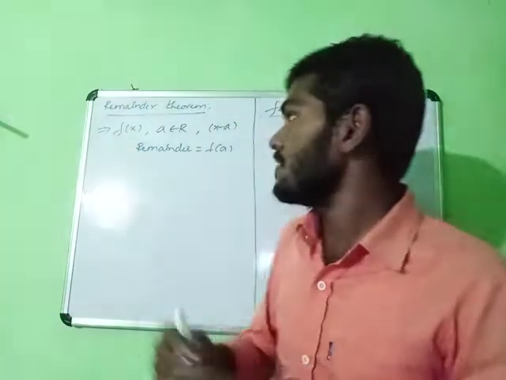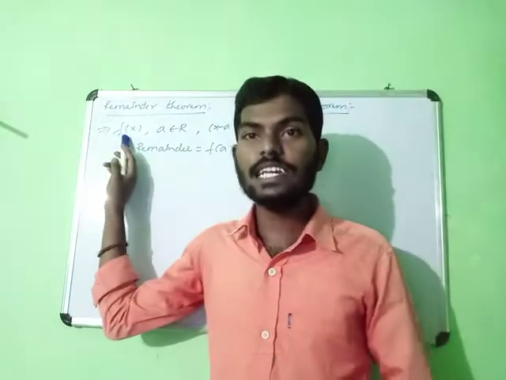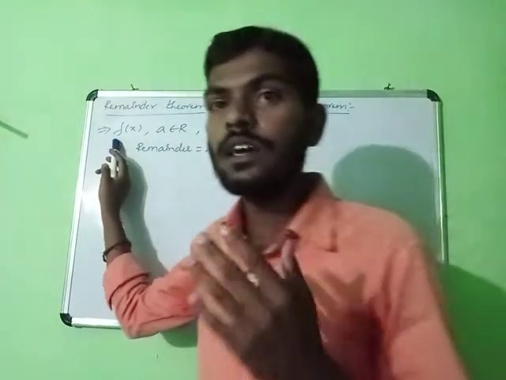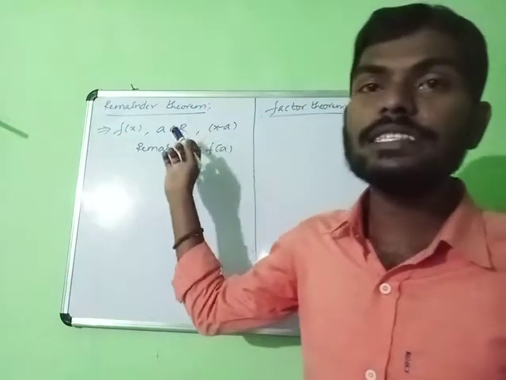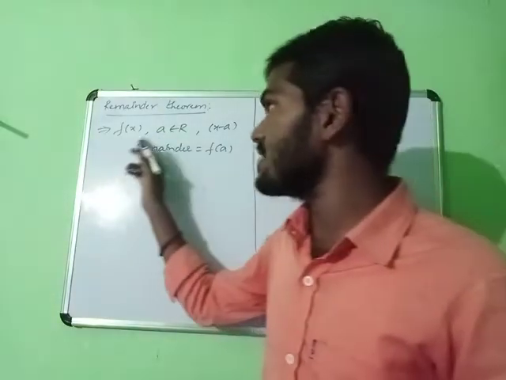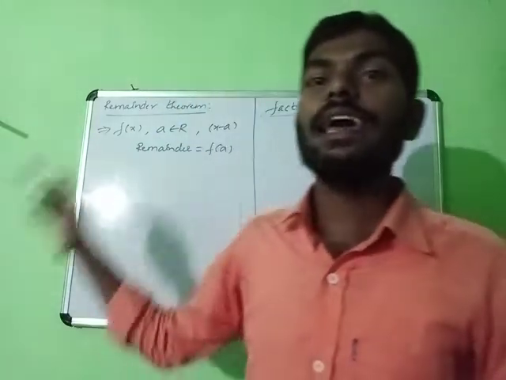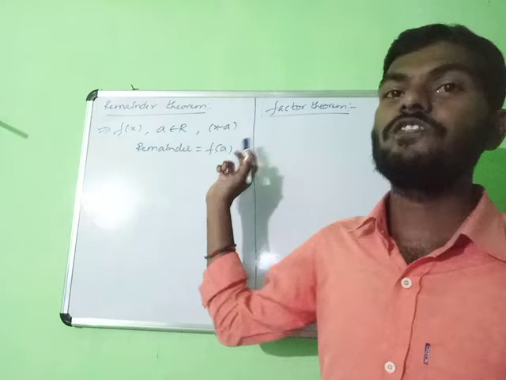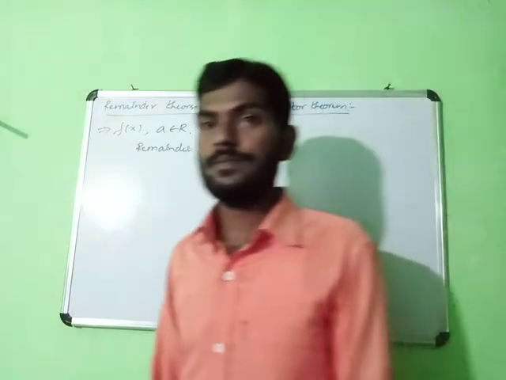Must listen, all. If f of x is a polynomial with degree greater than or equal to 1, comma, a is any real number. If f of x is divided by the linear polynomial x minus a, then the remainder is f of a. This is the remainder theorem.